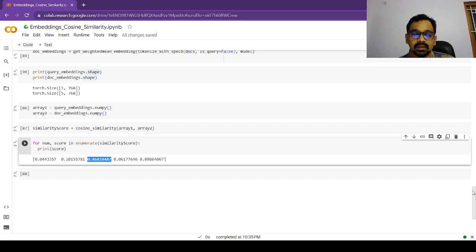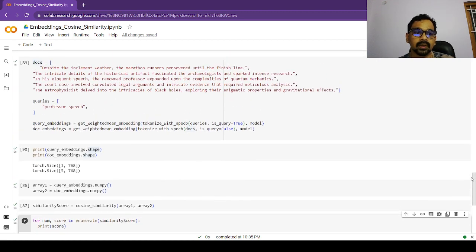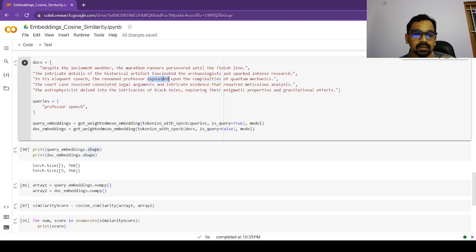Which means among the 5, the third sentence is similar or closer to our input query, and our input query is about the professor's speech. So this is the way the machine will understand which is the relevant one.